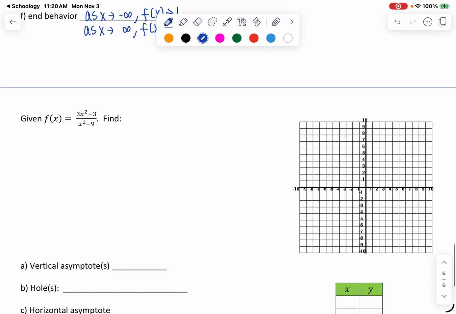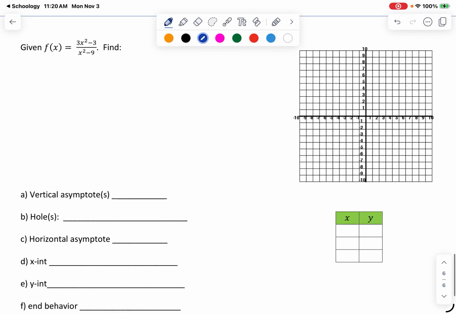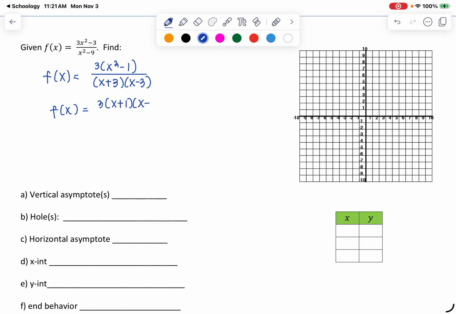All right. Once again, if you haven't tried one on your own, this is a good one to try on your own here. It's slightly more difficult because you feel like you're doing something wrong, but you're not. All right, f of x equals, factor your numerator. There's a GCF of 3, and then you have an x squared minus 1. And then your denominator factors to x plus 3 times x minus 3. So that's still factorable, so I'm going to keep on factoring. 3 times x plus 1 times x minus 1 over x plus 3 times x minus 3.